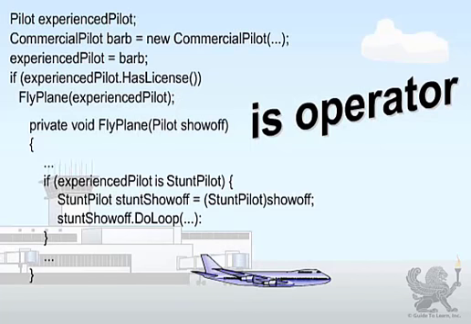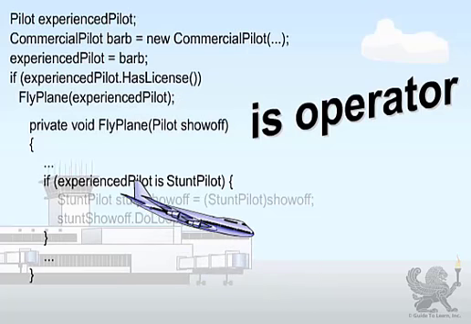This time, you check to ensure that experienced pilot is actually a stunt pilot before casting it and calling do loop. If experienced pilot is not a stunt pilot, the is operator will return false, and the do loop code will be skipped. In this way, you can ensure that a commercial pilot will not be performing loops.